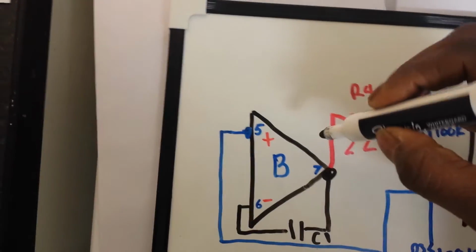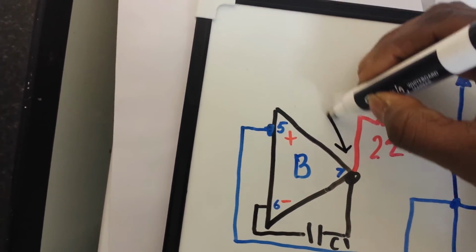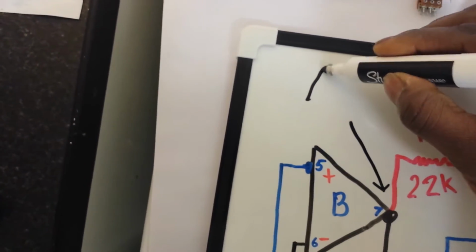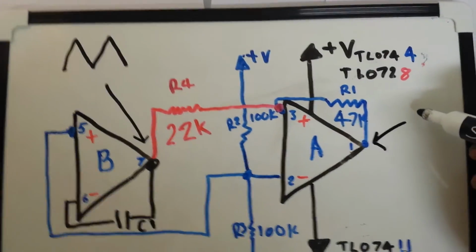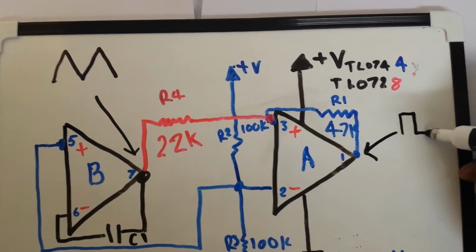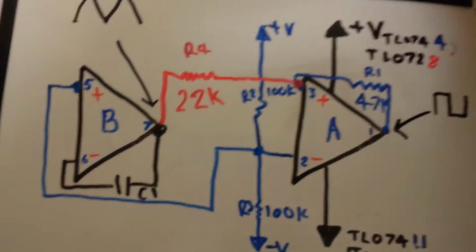So from this point here, pin 7, we now have a nice triangle wave output, and from pin 1 here we have a square wave output. So there we go, there's our very simple LFO.